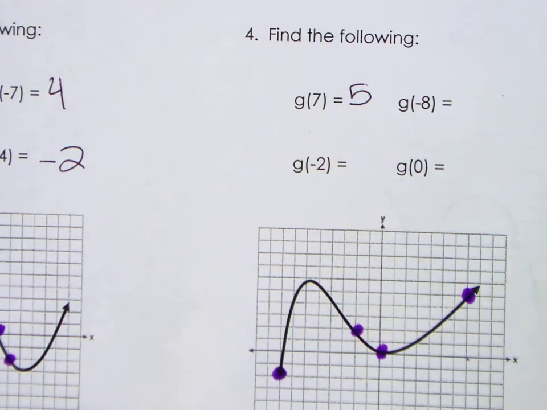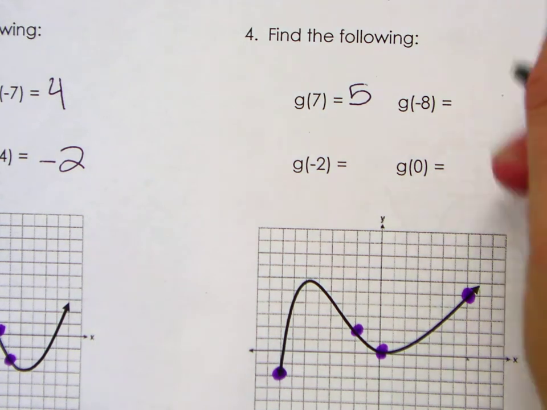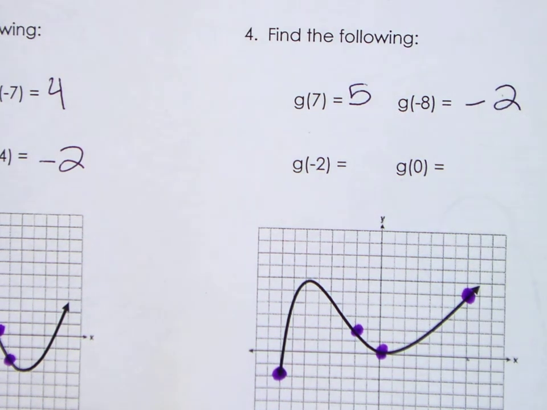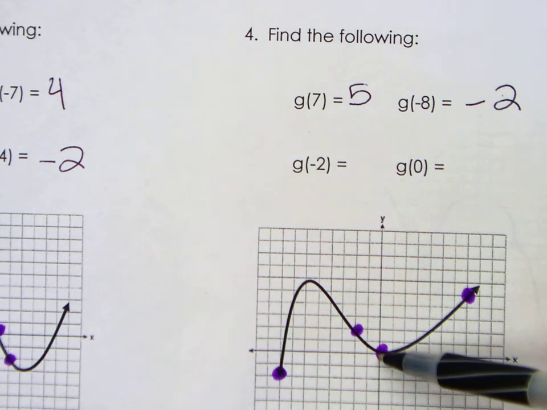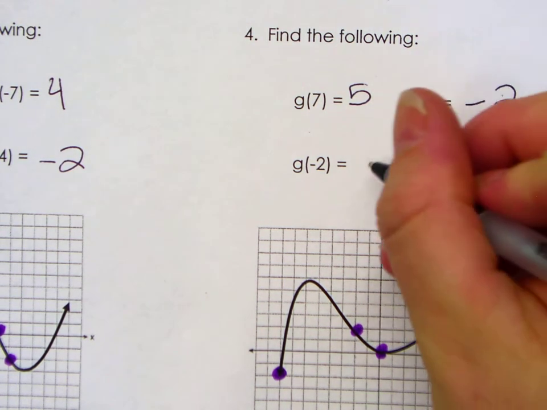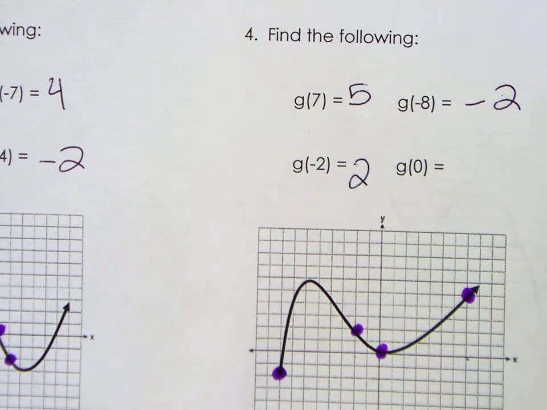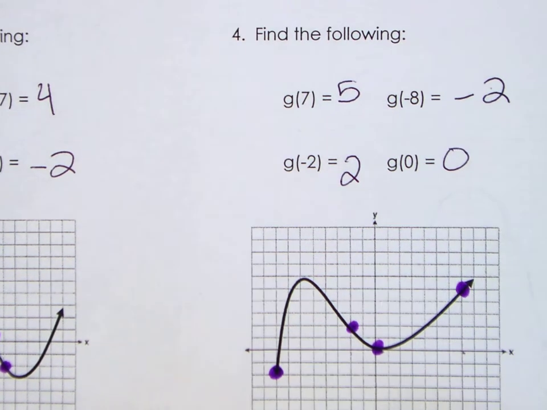Now, -8 in class, some people put -1, some people put -2. I would take anything in there because it does get a little vertical. So anything -1.5, -2, I put -2. But if you put -1 or -1.5, that's fine also. -2, go to -2, go up to the curve, 2. And 0, 0. Okay, not too bad, right?